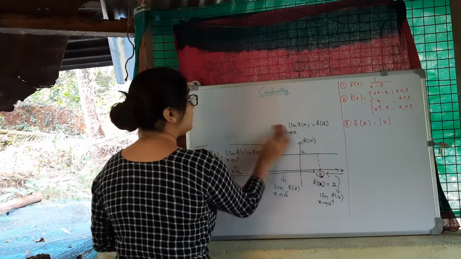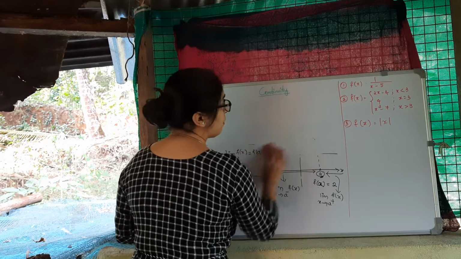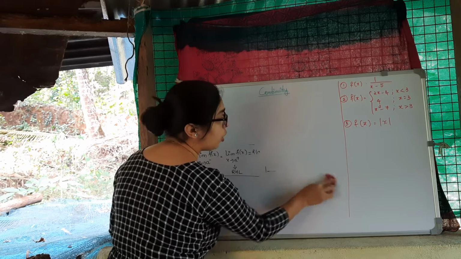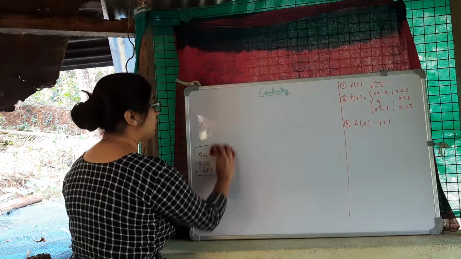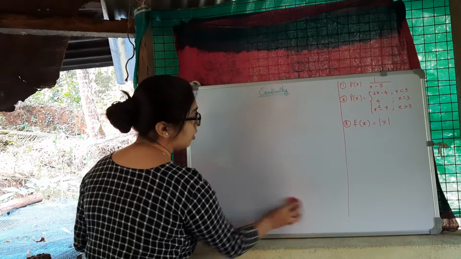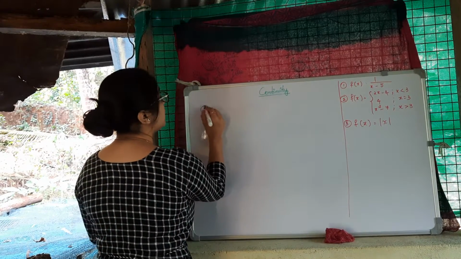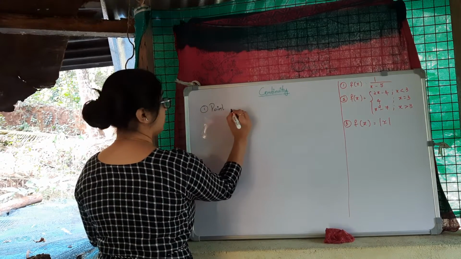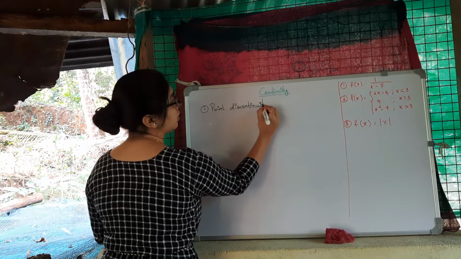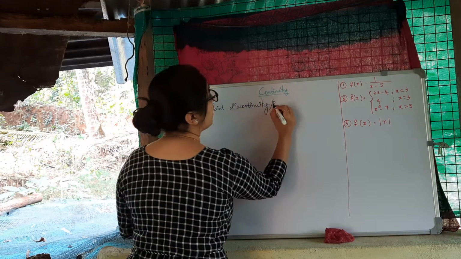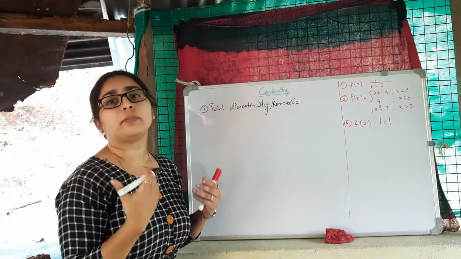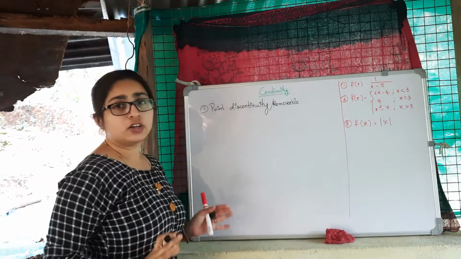And again, there are three types of discontinuity. The first is point discontinuity or removable discontinuity. The second is step or jump discontinuity. And the third is essential or infinite discontinuity. See, the first one is point discontinuity. It is also known as removable discontinuity because this type of discontinuity can be removed by redefining the function.